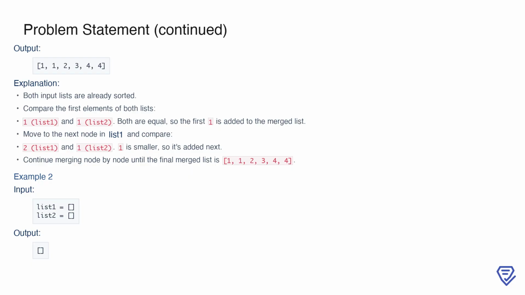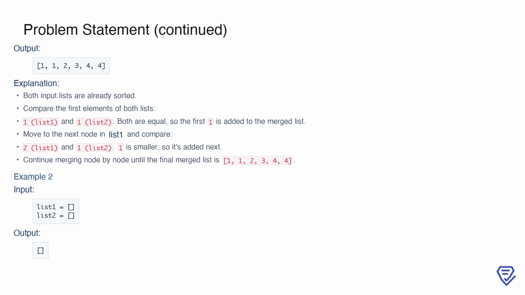Since both input lists are already sorted, you compare the first elements of each list. The values from both lists are equal, so the first one is added to the merged list. Then, you move to the next node in list1 and compare 2 with the 1 in list2. Since 1 is smaller, it's added next. This process continues, comparing and merging nodes one by one. By the end, all elements are in sorted order in a single list.